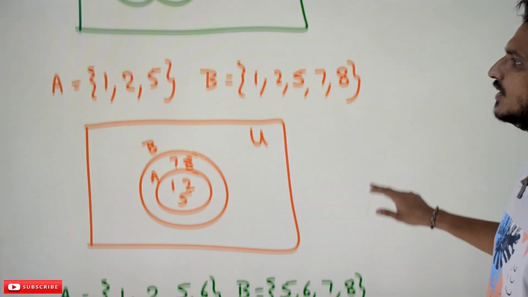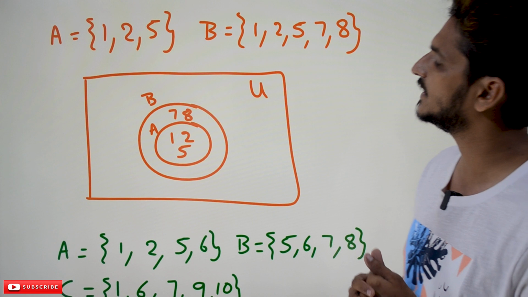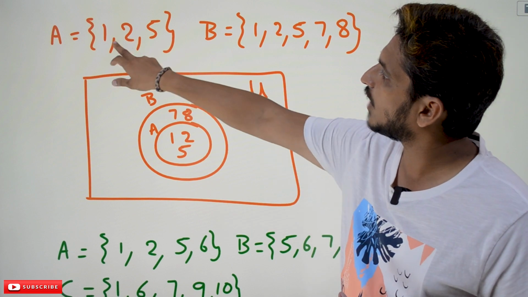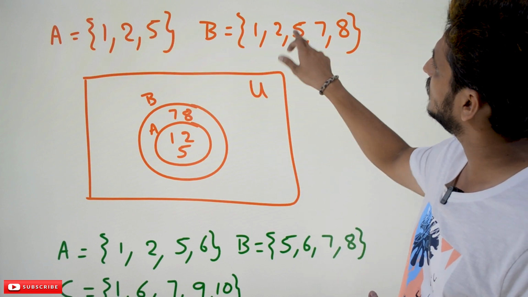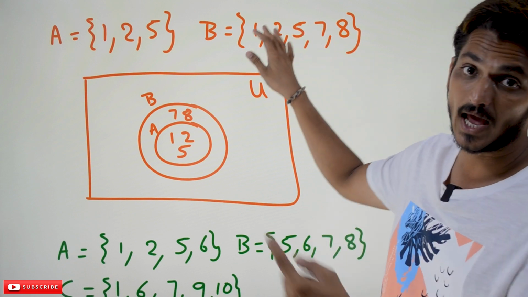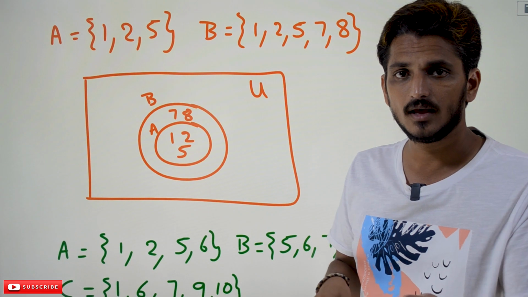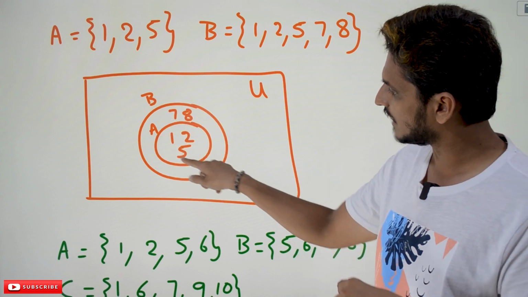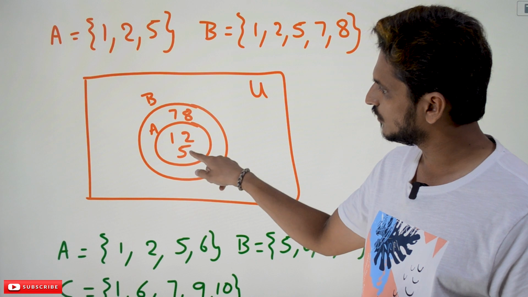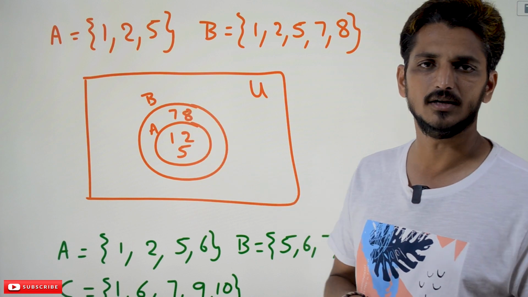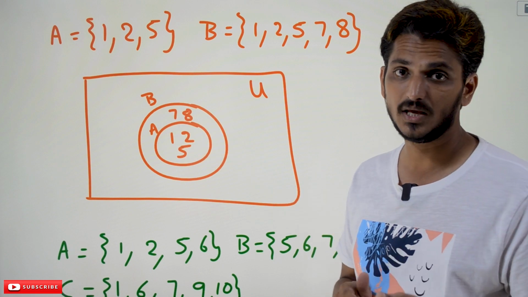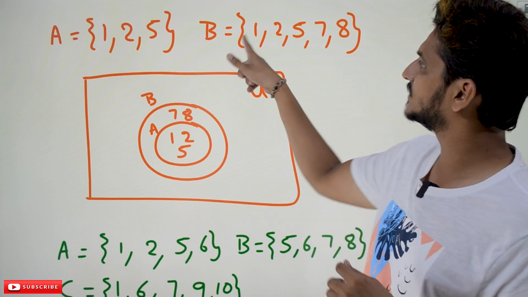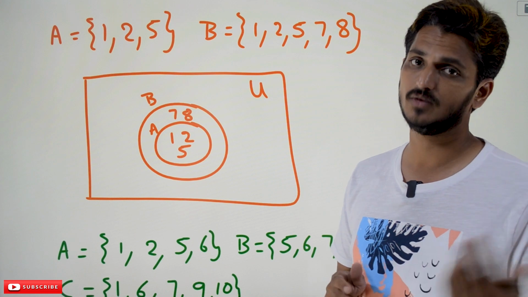Now coming to the next example. Set A contains 1, 2, 5. Set B contains 1, 2, 5, 7, 8. By looking at this example, B contains all the elements that are present in A. So A should be inside B. Inside the circle B we have a circle called A. In this we have 1, 2, 5, and here we mention 7, 8. The outer circle contains set B and the inner circle contains set A. This is how we mention it if A is a subset of B. This is what subset means. We discussed in our previous class what subset means.